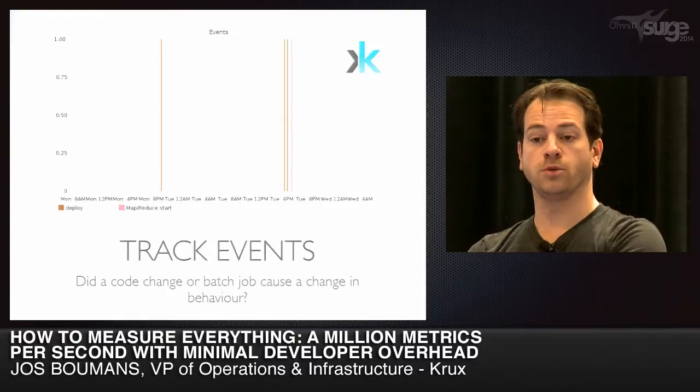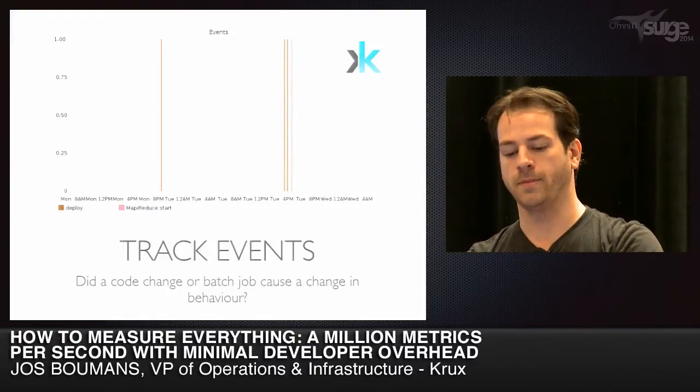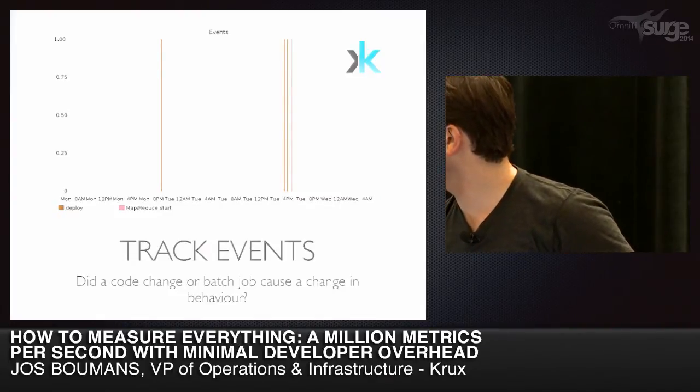We use the brown one for deployments, and it's brown on every graph, so you never have to guess. You see a brown vertical line, that means deployment. And the pink one for MapReduce, which I'm hoping looks somewhat distinguishable on that screen. It's not a retina screen over there, so come look here, it looks much prettier.